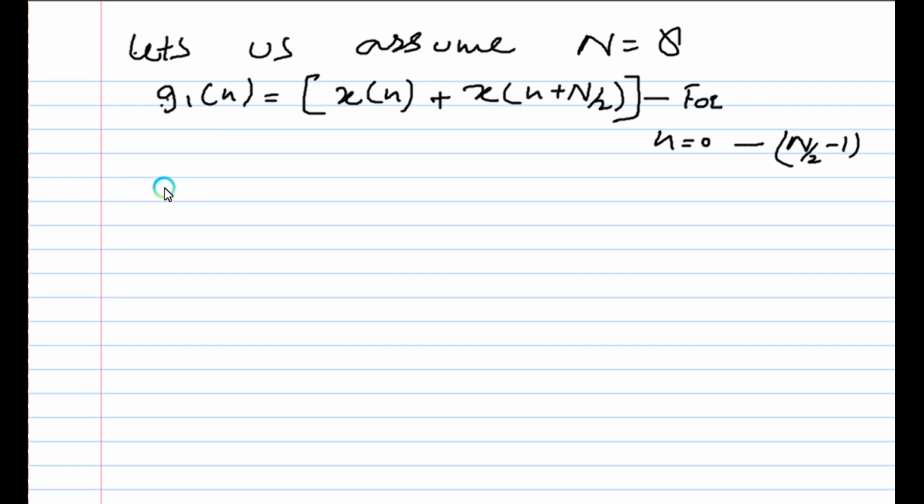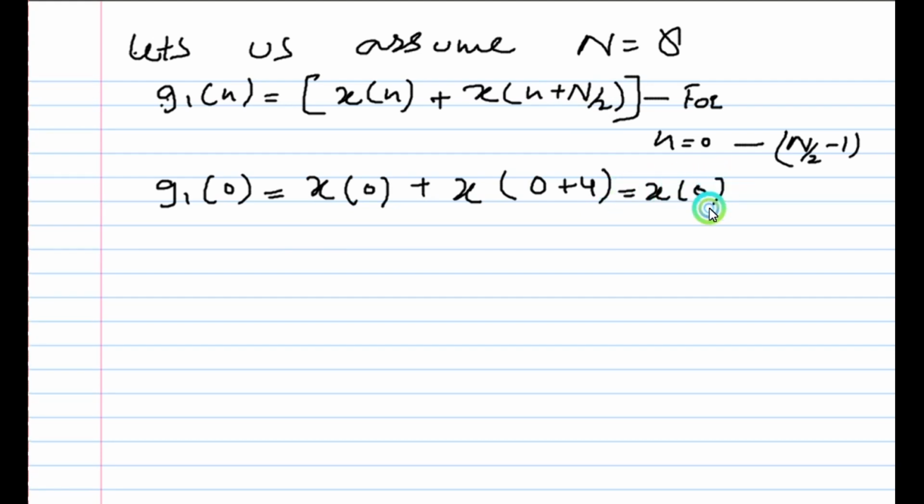So let me substitute. In our case N is 8, so N by 2 is 4. So g1 of n will have 4 samples: g1 of 0, g1 of 1, g1 of 2 and g1 of 3. So g1 of 0, substituting n equals 0, will be x of 0 plus x of 0 plus N by 2, which is 4. That's x of 0 plus x of 4.